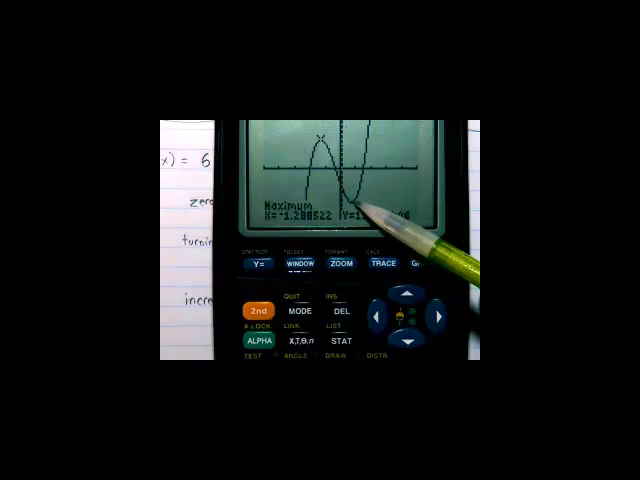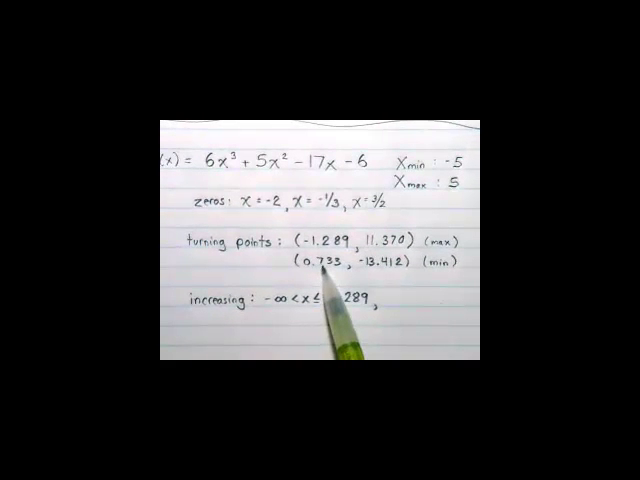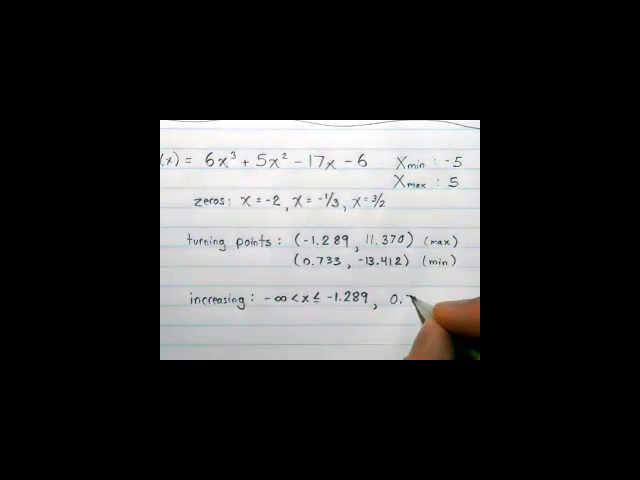Okay, so the x-coordinate of this point is what? I don't know. You didn't write it down? I didn't. Oh, you should. Okay. That point had an x value of 0.733. So this interval is going to go from 0.733 to infinity.